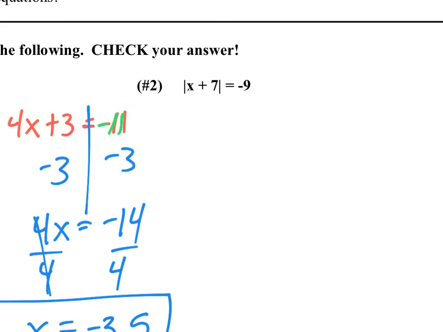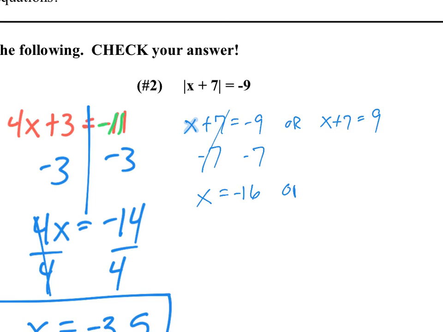So let's zoom in and do number 2. For number 2, we have the absolute value of x plus 7 equals negative 9. So either x plus 7 equals negative 9, or x plus 7 equals 9. And we're going to solve this and see what we get. So x equals negative 16, or x equals 2.